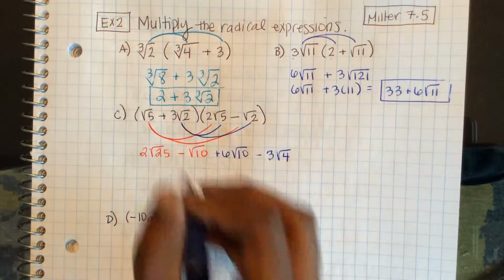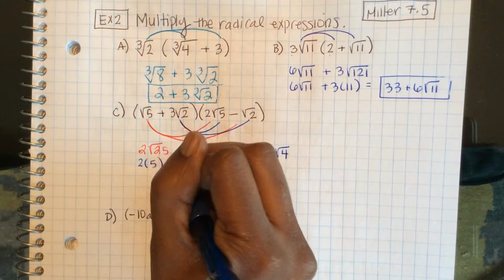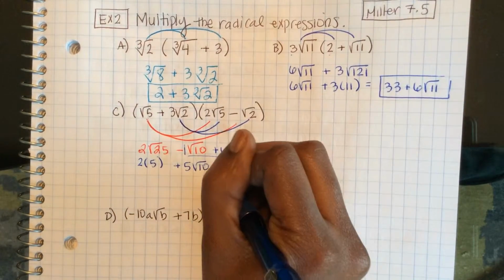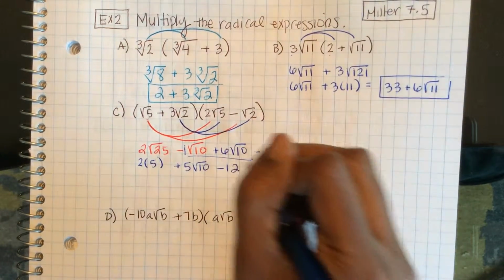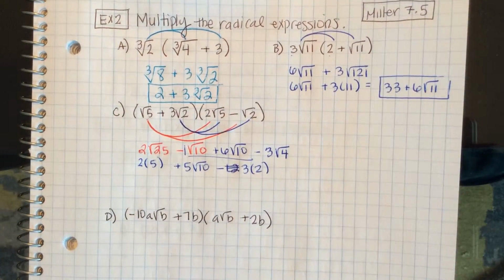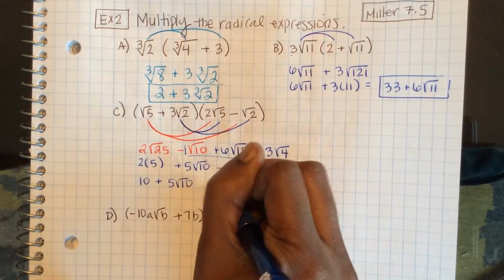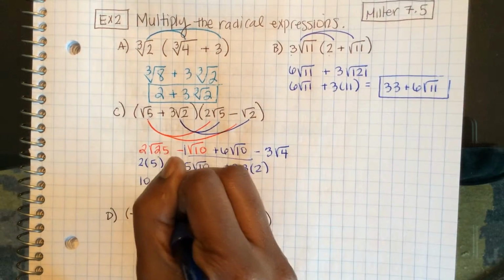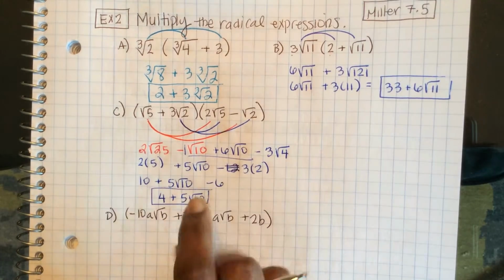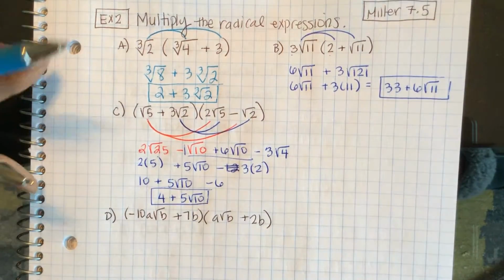So let's simplify. This first one becomes 2 times 5. These can combine. Negative 1 plus 6 is 5 square root 10, and this becomes minus, I'm sorry, minus 3 times 2. So this becomes 10 plus 5 square root 10 minus 6. So that's 4 plus 5 square root 10. We can't simplify square root 10 because there's not a perfect square factor.